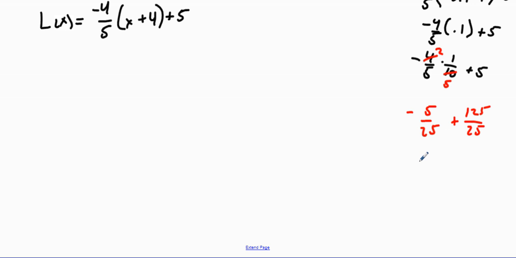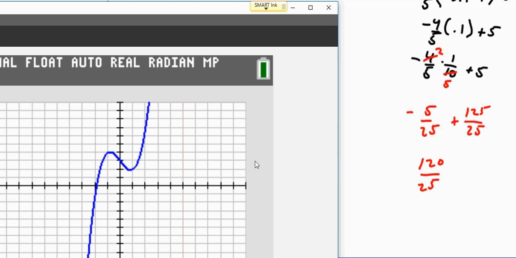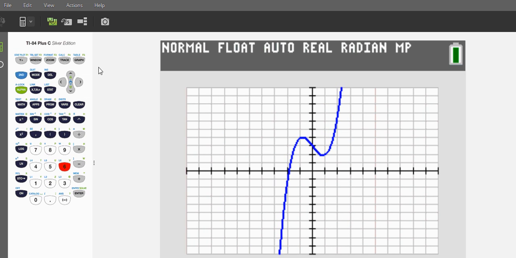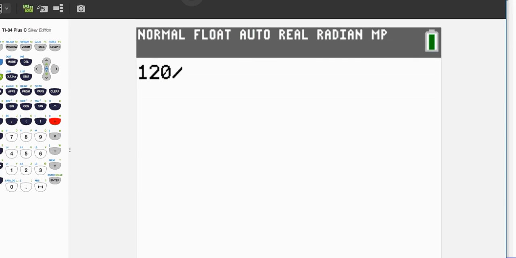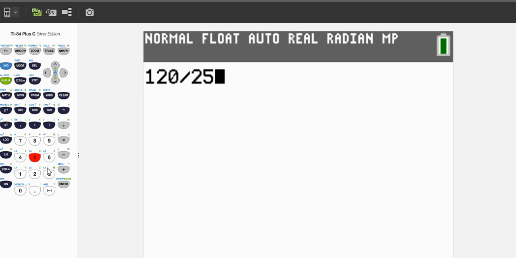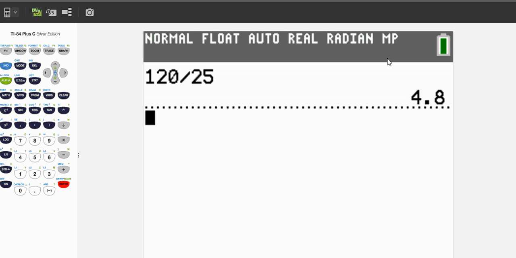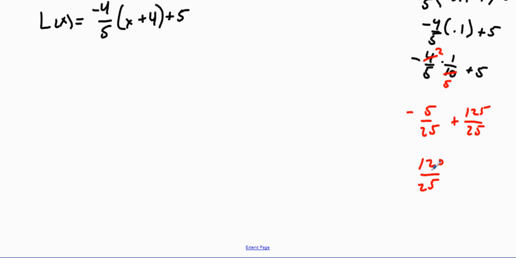And then we take that, and what we have is 120 over 25. We can simplify that, or I'm going to just put 120 divided by 25 in my calculator. And what we have is 4.8. All right, so that's approximately going to be 4.8. That's what our approximation is going to be.